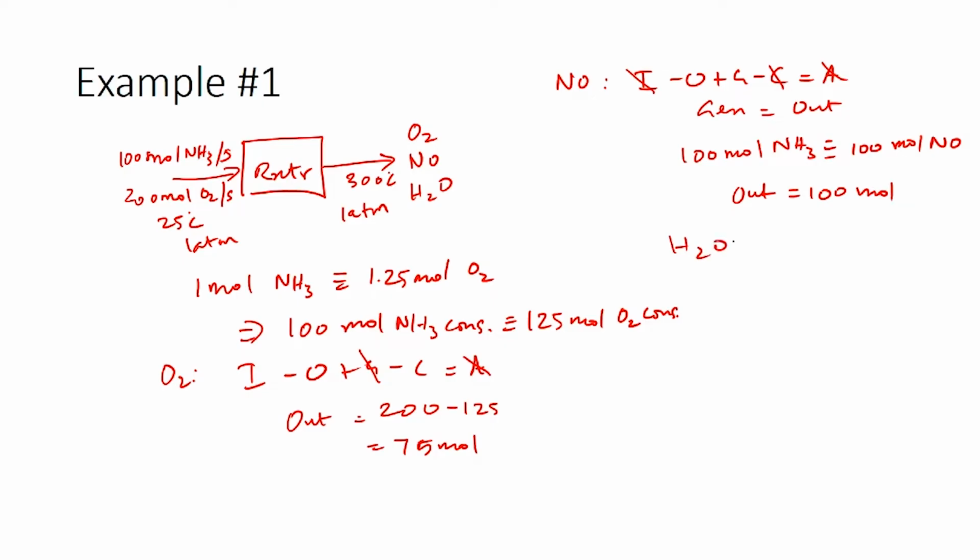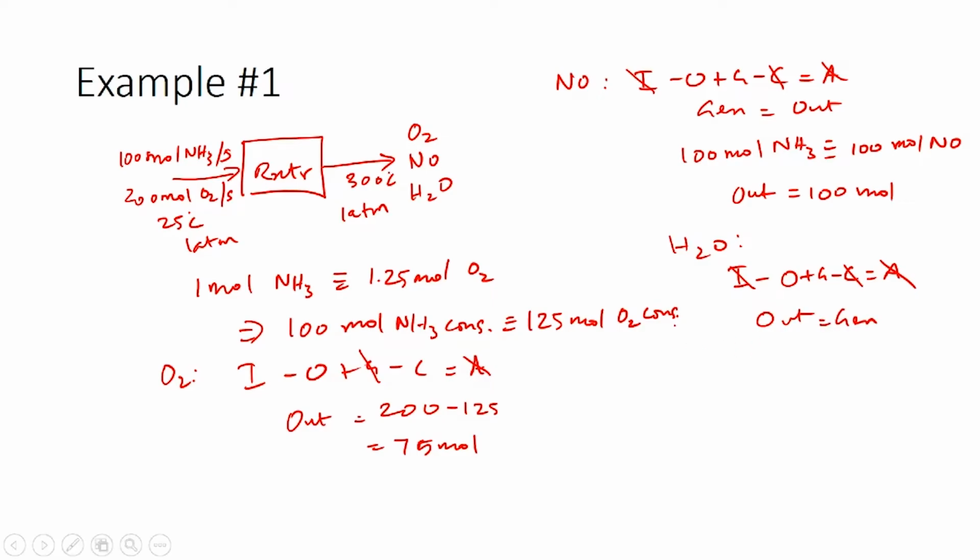Similarly we can calculate for water. We have seen that for every mole of ammonia consumed, 1.5 moles of water is formed. We can write the general material balance equation as input minus output plus generation minus consumption equals accumulation. Accumulation goes to 0 at steady state, consumption goes to 0 because it is a product, and input goes to 0 because you do not have any feed of water. So, you would end up with output equals generation.